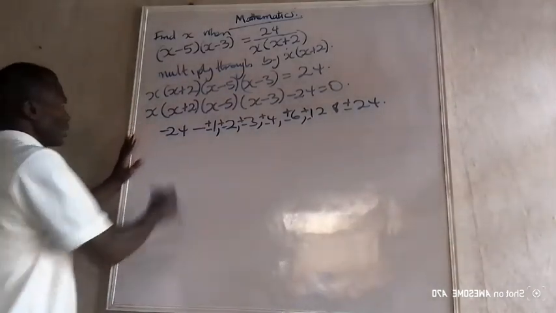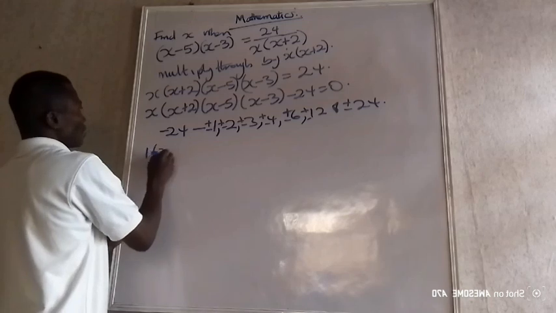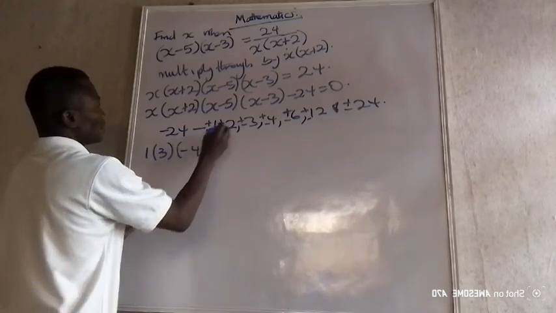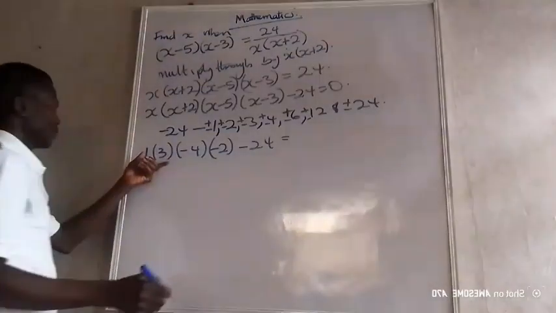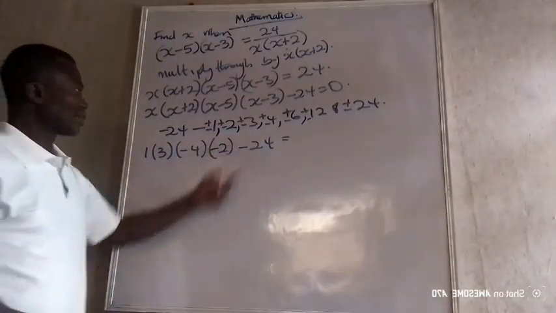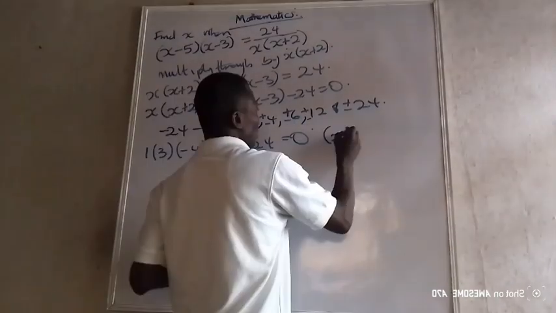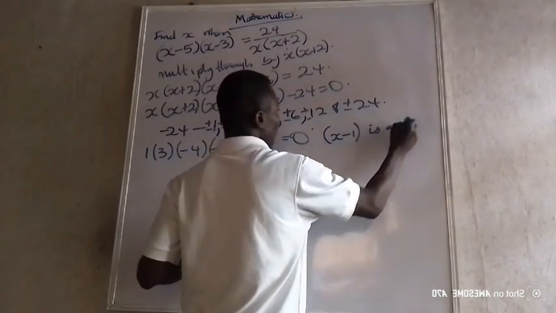If I put 1 here, I'm going to have 1, 3, minus 4, minus 2, minus 24. What does that give me? This is 3 times 8 minus 24. So that's 0. So it means that x minus 1 is a factor.